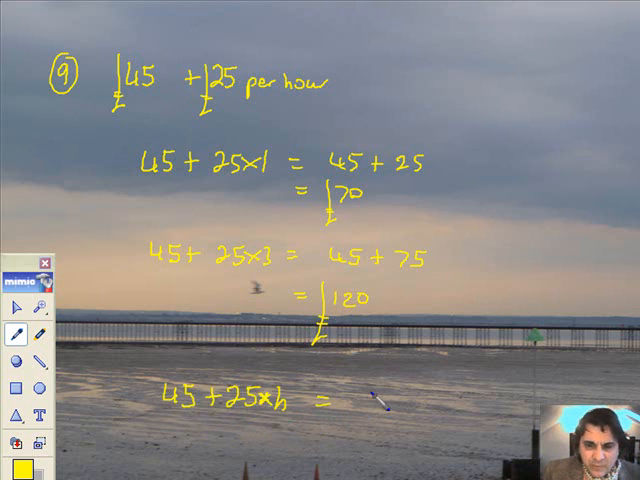So tidy it up a little bit. We go 25H, remember, letters first, plus 45. And we're not given a letter T for time or letter C for costs. So that's it really. That's that one done.